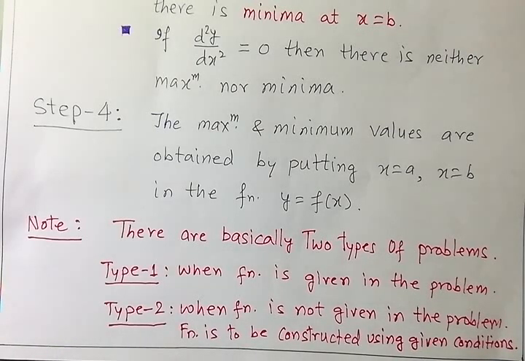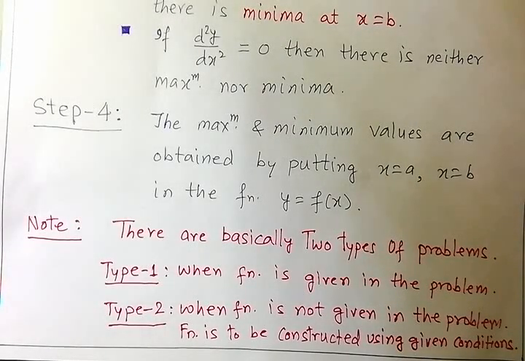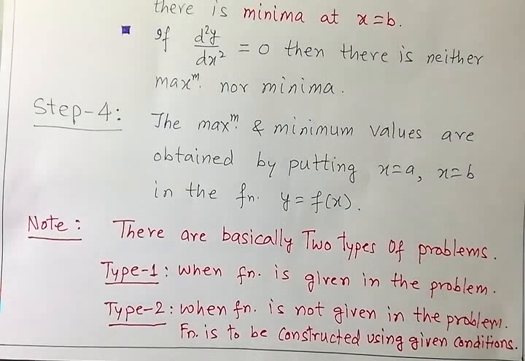Now we are discussing the types of problems of maxima and minima. What type of problems will you be getting? Basically we can classify them into two types of sums. The first type is where the function is given in the problem. Function is given. You can start the working rule, step 1, step 2, step 3, step 4, and you get the answer.